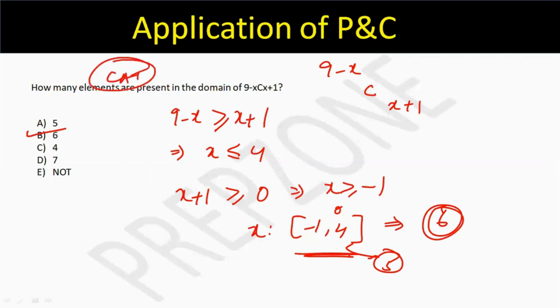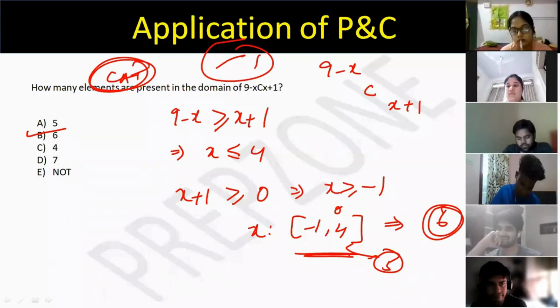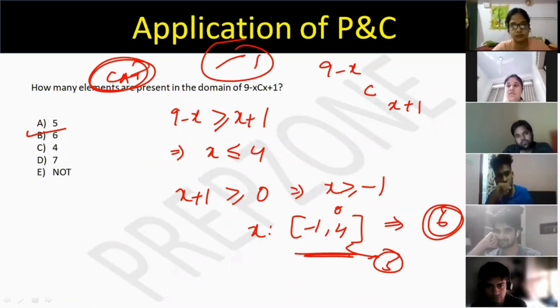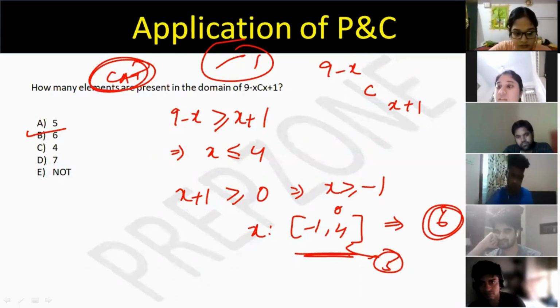This will definitely come in CAT. Most of you will get -1 and then regret that you missed this question. Clear? Srushti, what happened to you? You did not answer. Anna, what's up? Utsav, clear? It was a very simple question.